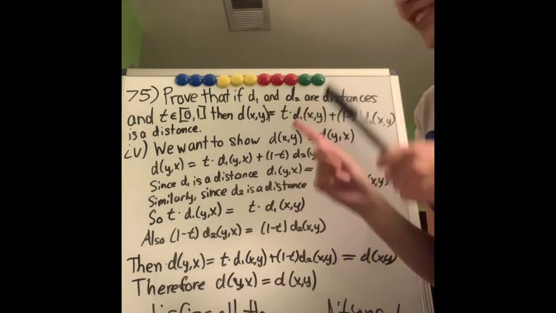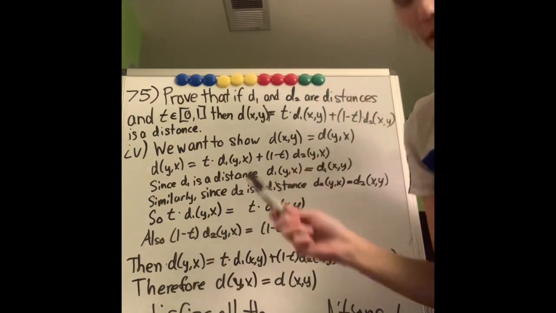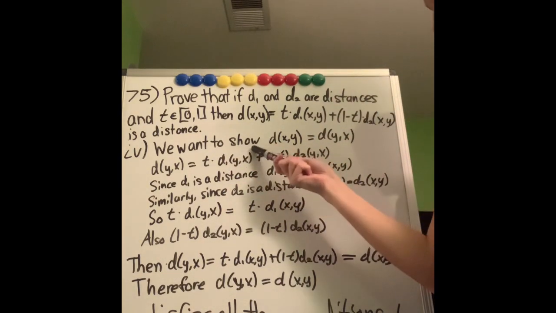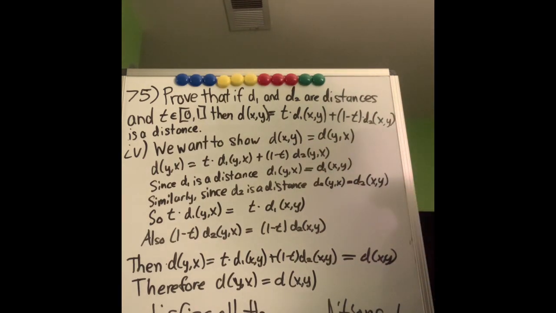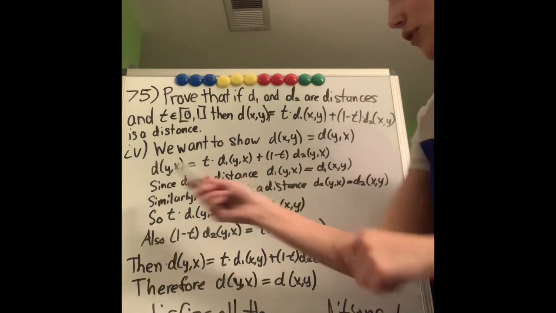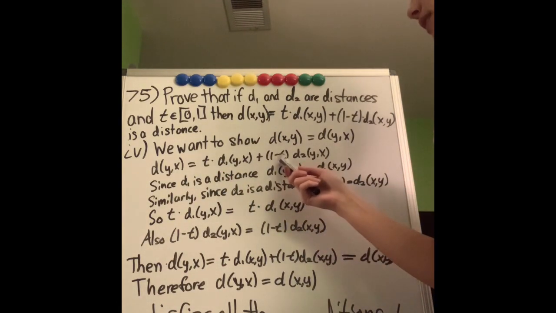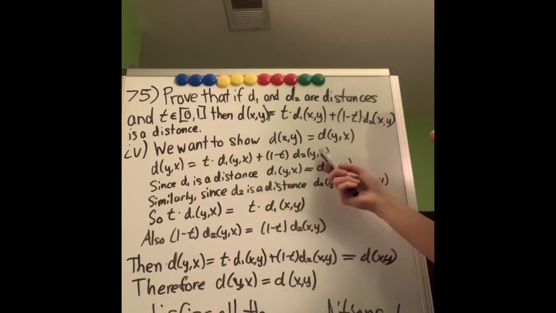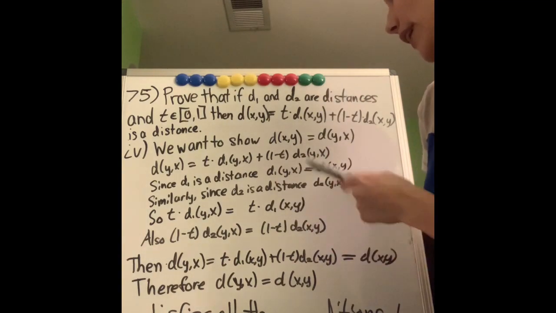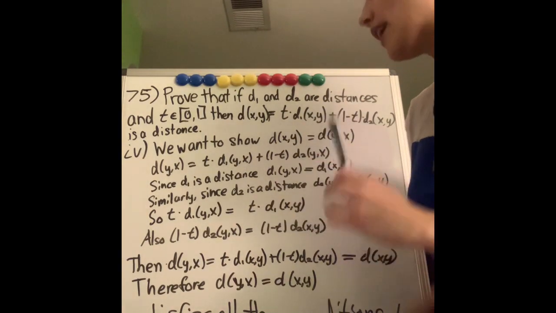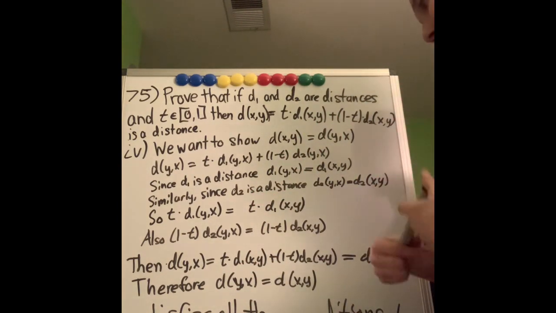Okay, last condition, we're almost there. This is actually one of my favorite conditions because it's really easy. So, the fourth condition, we want to show that d(x,y), the distance from x to y, is the same thing as the distance from y to x. So, we're defining the distance from y to x as t times the distance d1 from y to x plus (1 minus t) times the distance d2 from y to x. So, since d1 is a distance, d1(y,x) is equal to d1(x,y). Similarly, since d2 is a distance, d2(y,x) is equal to d2(x,y).